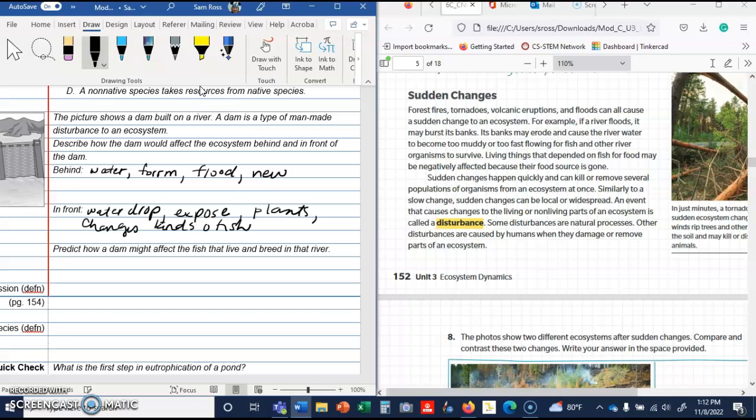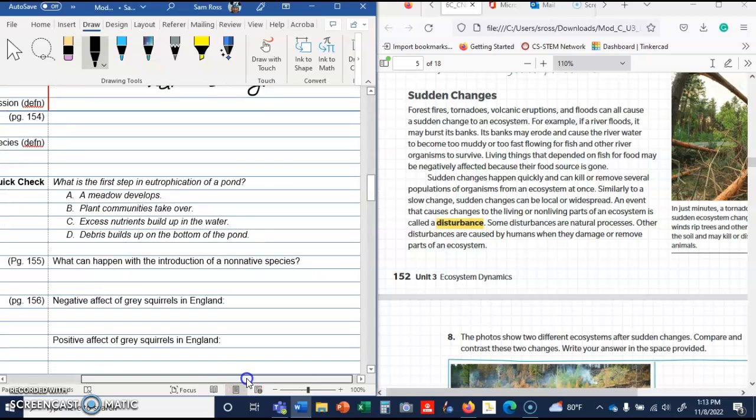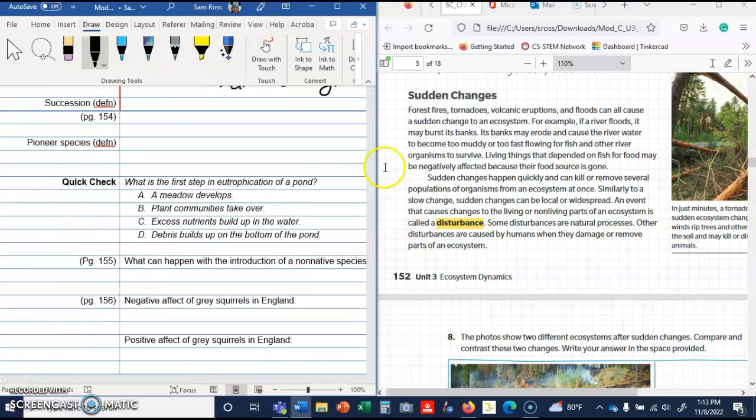Okay, now part of this is all one quick check. So predict how a dam might affect the fish that live and breed in the river. It could hinder their ability to reach the breeding grounds blocked by the dam. Okay. All right. So hopefully you got everything I said, not everything I wrote.